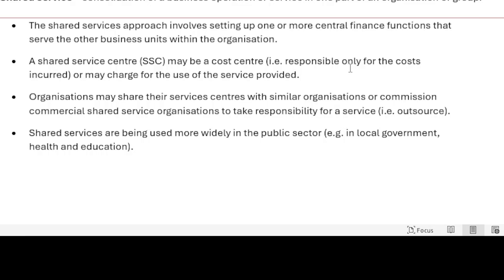So with shared services, we have a consolidation of a particular operation by the business. Let me give an example of URA. URA could be a consolidated service for all the local government sectors.